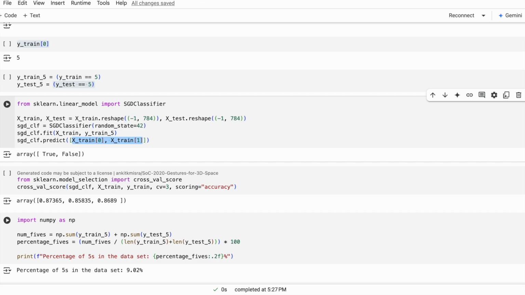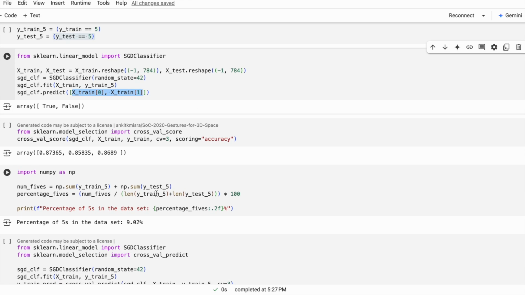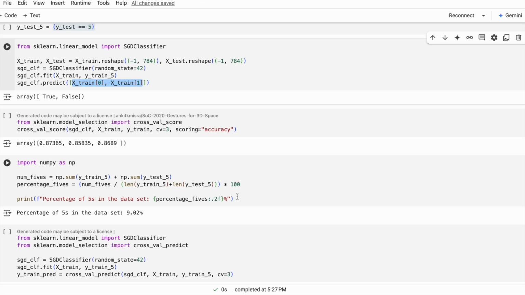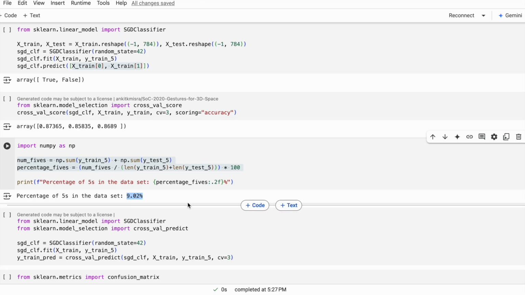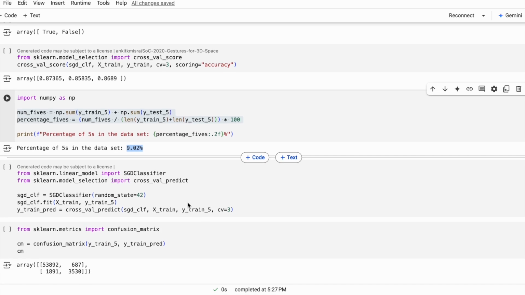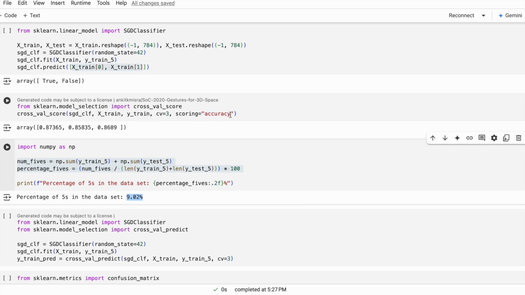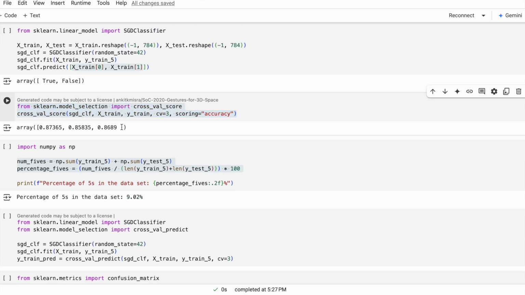Let's check what the percentage of 5s in our dataset is. There are roughly 10%. This means 90% of our data is false. If we have a very bad model that always outputs false, 90% of the time our model can give the right answer. The accuracy of this really bad model is 90%. So accuracy is not a good measurement of classification model performance.